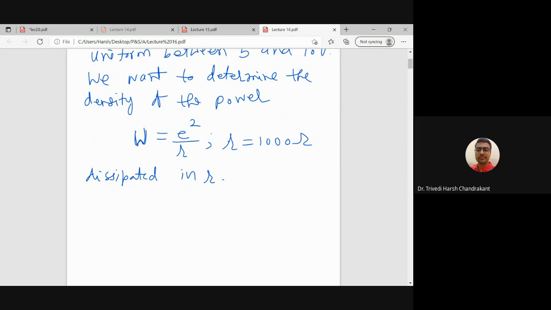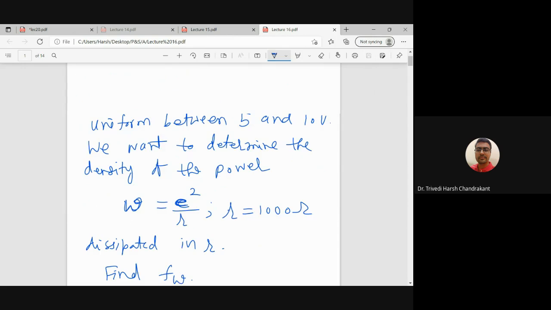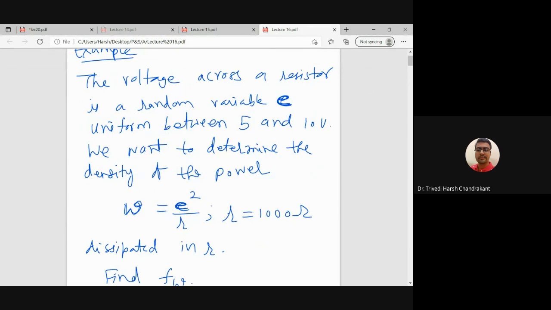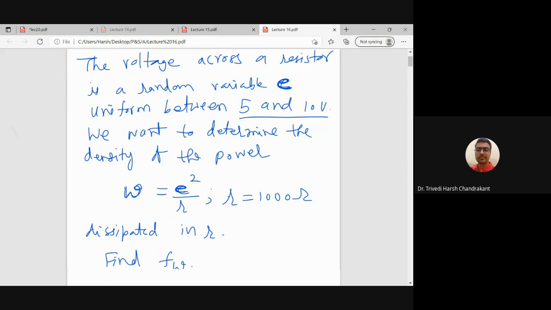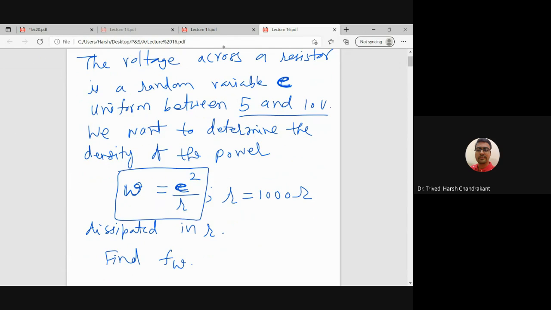So what is the question? The question is, we want to find the PMF of this random variable W, and the random variable W is in terms of the random variable E. And E is the uniform random variable over the interval 5 to 10. So we already know the information about the random variable, and we can easily see that this formula is essentially the quadratic formula.